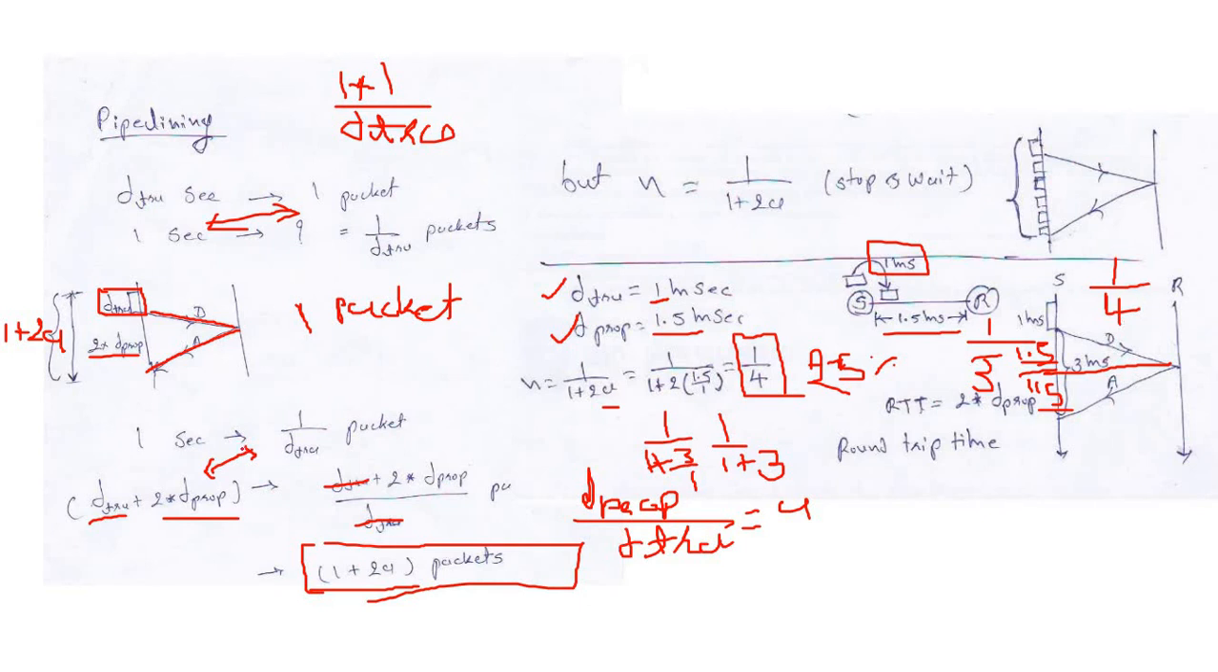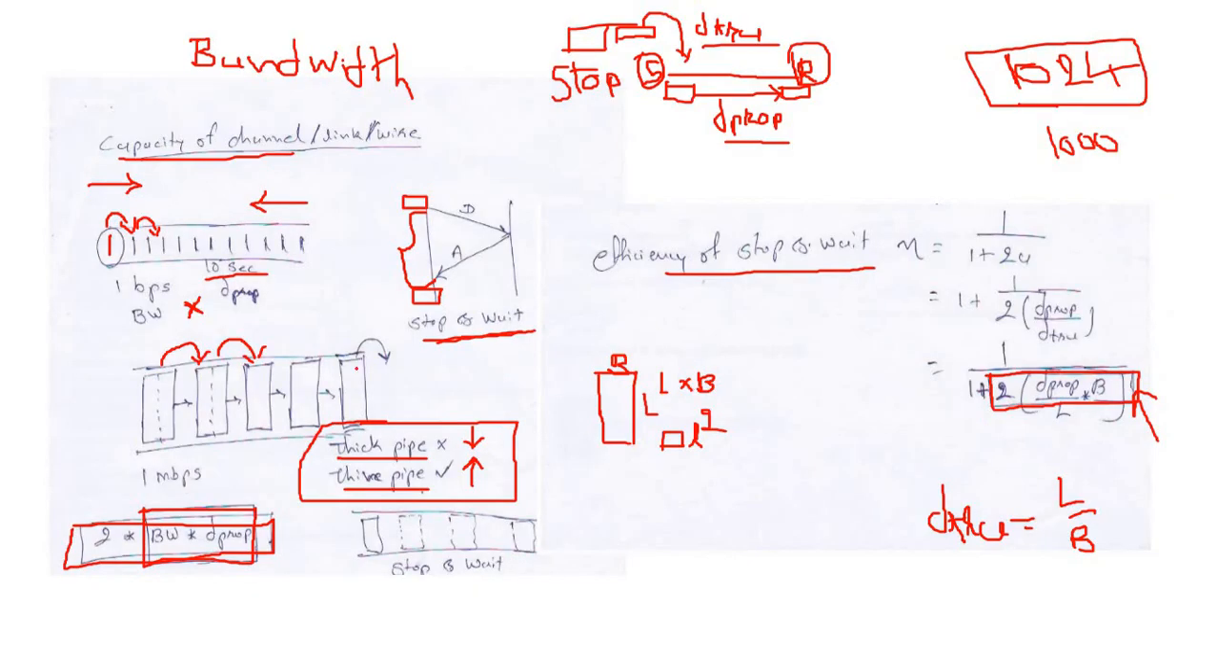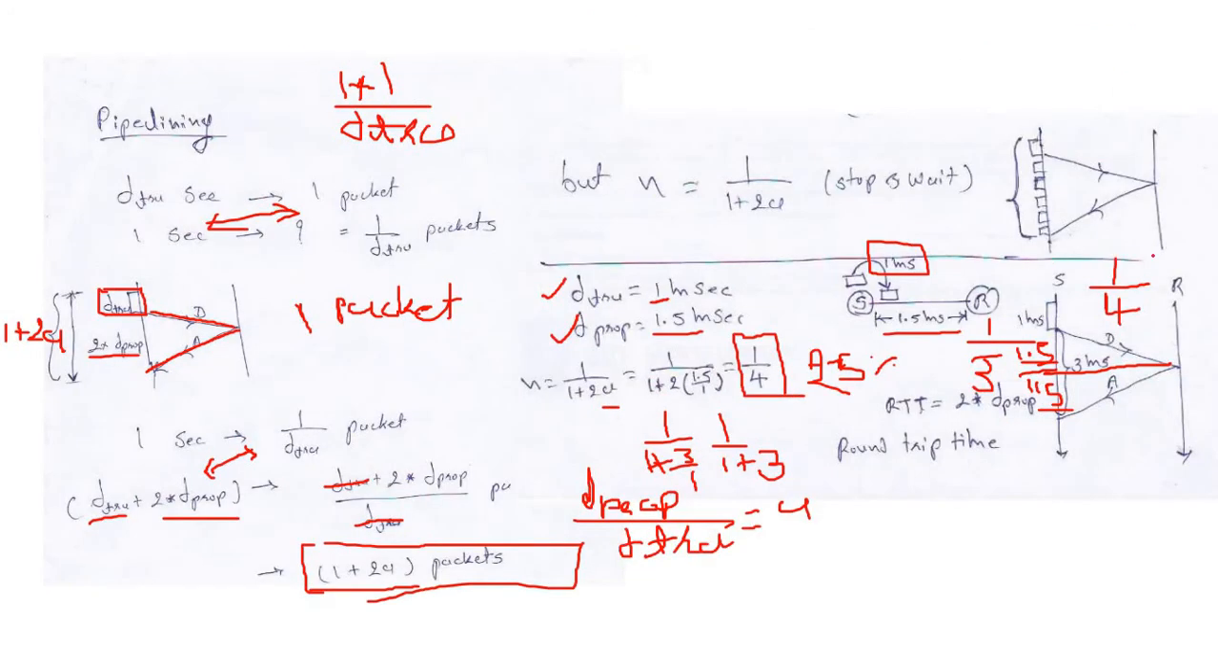As we derived the efficiency equation of the stop and wait protocol, total capacity was 1 plus 2a. But we are able to send 1 packet only. So that's why efficiency is equal to 1 upon 1 plus 2a. Same here. Total time is 4 millisecond. Out of 4 millisecond, we are using 1 millisecond only. Remaining 3 millisecond, we are wasting as waiting time. So that's why efficiency is 1 upon 4.